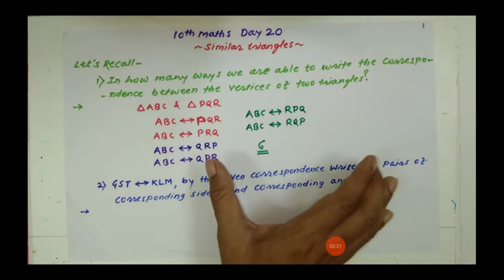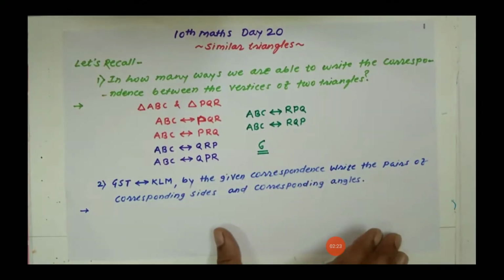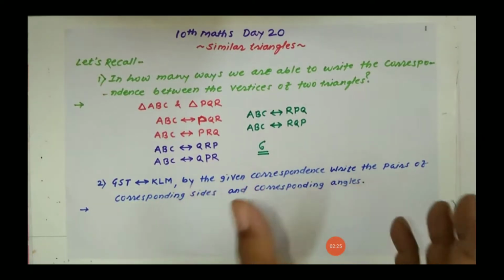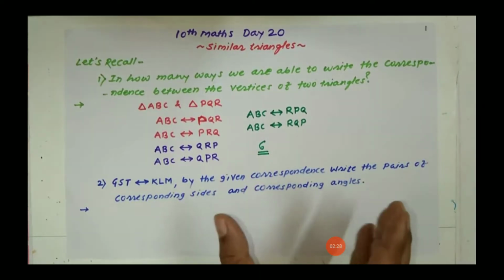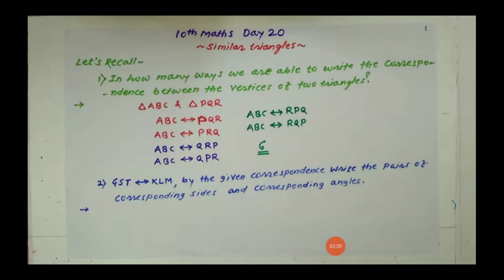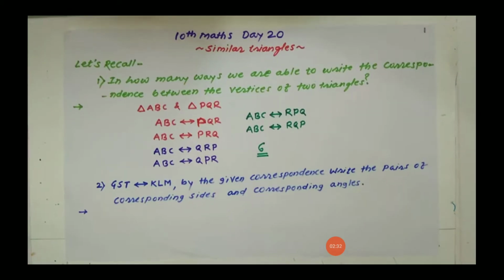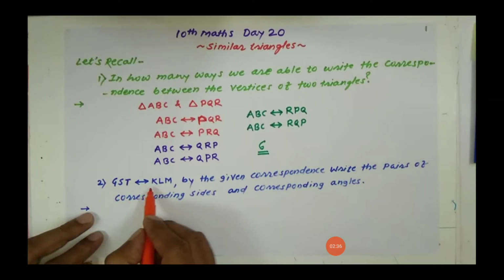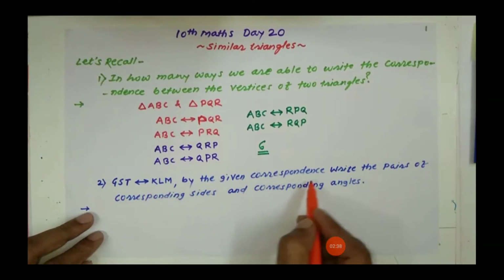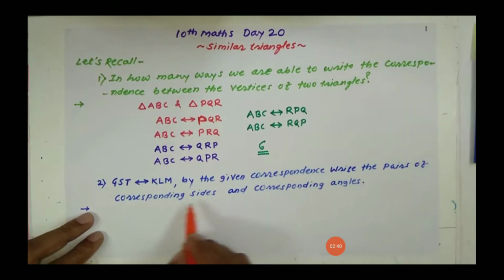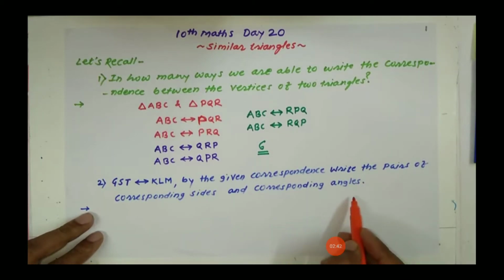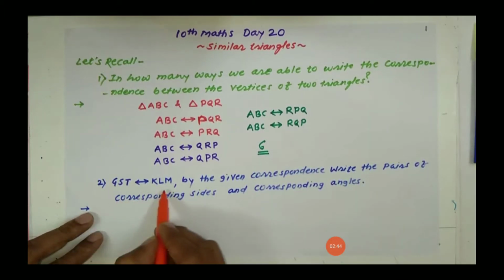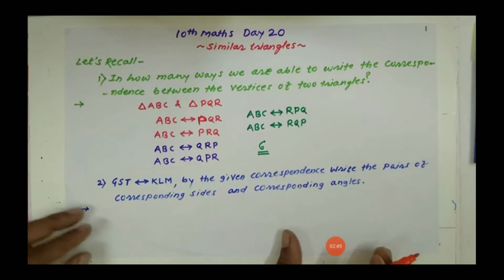So remember one thing, this is revision and you should recall all these things which are related to similar triangles. We'll see the next question. Question 2 is, see, GST correspondence KLM. By the given correspondence, write the pairs of corresponding sides and corresponding angles. According to this given correspondence, we have to write the names of corresponding sides and corresponding angles.